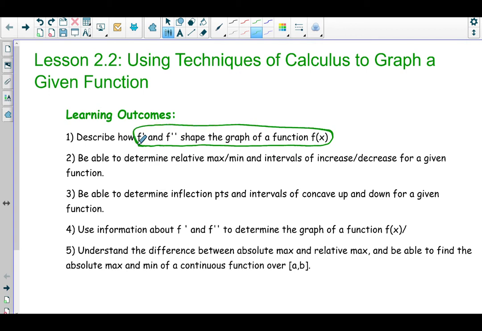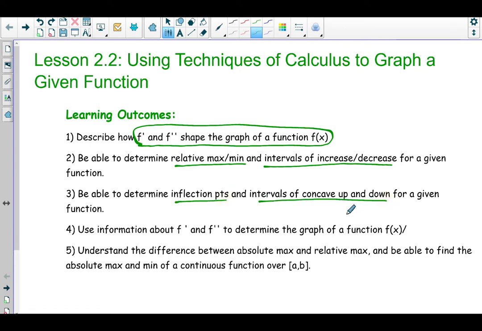So how do derivatives impact the graph of a function? Can we use the first and second derivative to determine the actual shape of the function? We're also going to learn to pinpoint the relative maximums and minimums, as well as intervals of increase and decrease for a given function, again using calculus. And finally, we'll also look at inflection points and intervals of concavity.